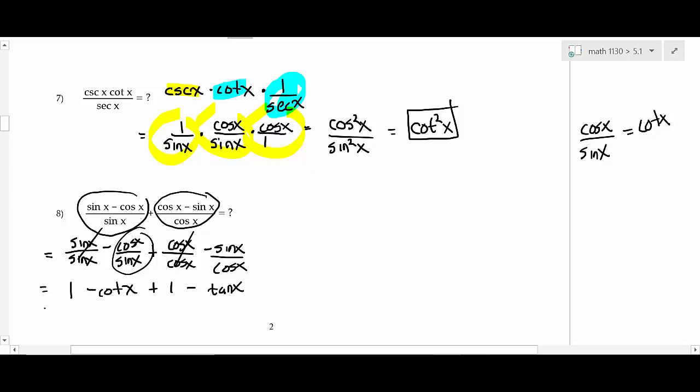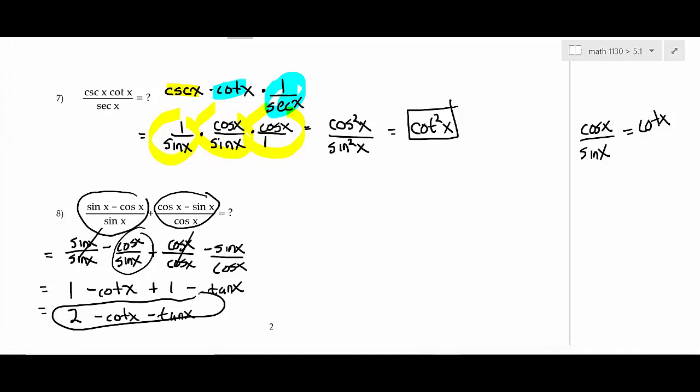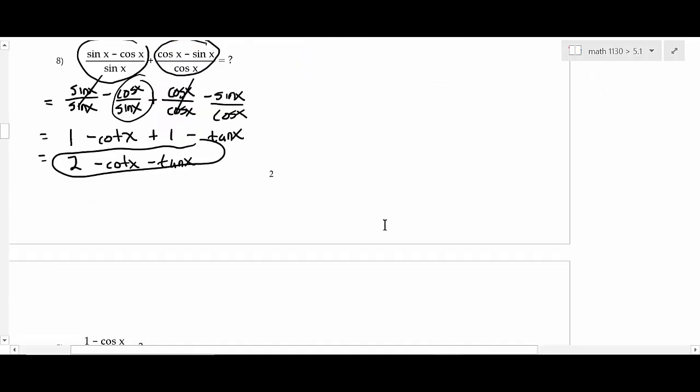So what I get is 1 plus 1 is 2, so I get 2 minus cotangent x minus tangent x like that, okay? And that's one direction you could take that in. If you did a common denominator, I wouldn't be surprised if you ended up with something in a little bit different direction, and you might be able to get something that's equally simplified to that. So that's just a thought that I had on that, okay?